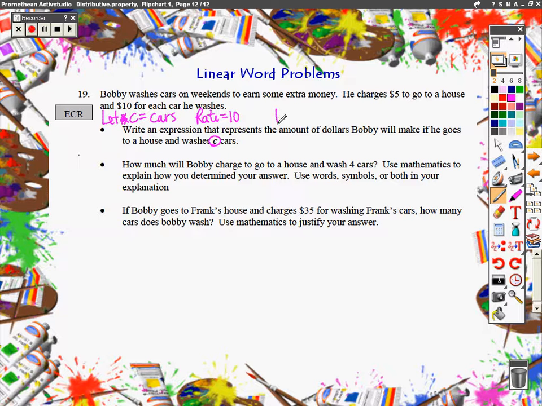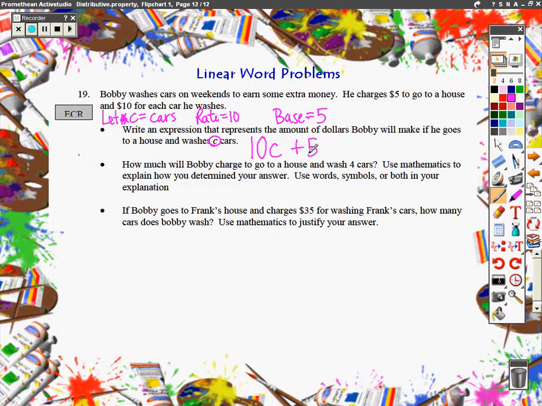And I also have one thing to talk about, and it's called the base. The base is what you're going to pay one time and something you kind of have to pay. Well, he tells us that he charges $5 just to go to the house. That's going to be my base. The first note says write an expression that represents the amount of dollars Bobby will make if he goes to a house. Well, every car he washes, $10, times how many he washes, plus 5.